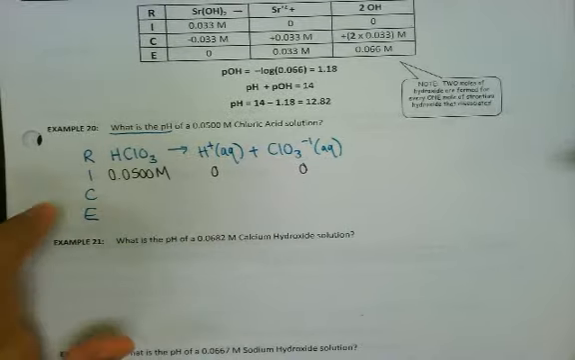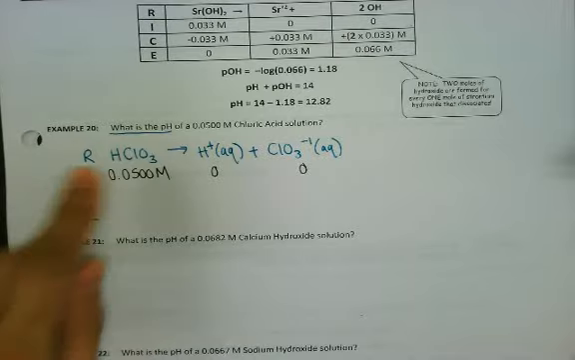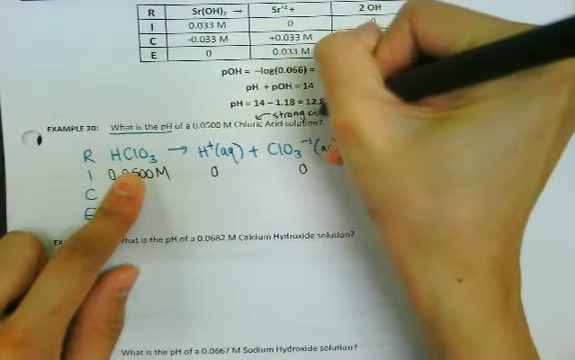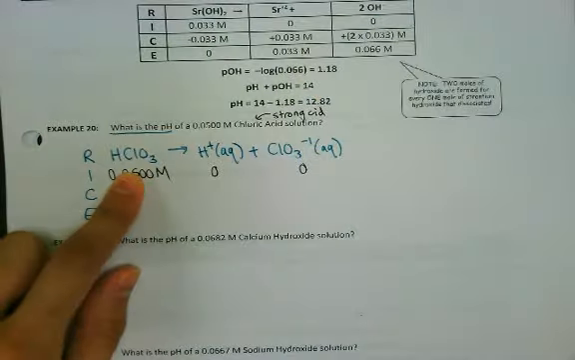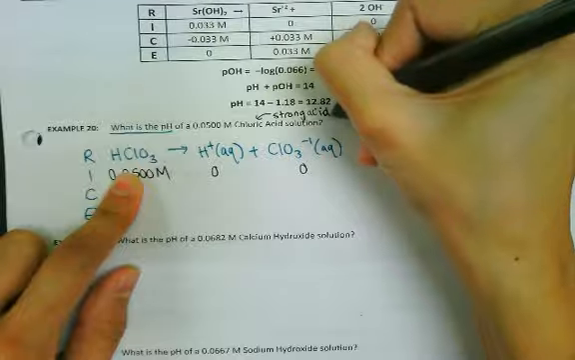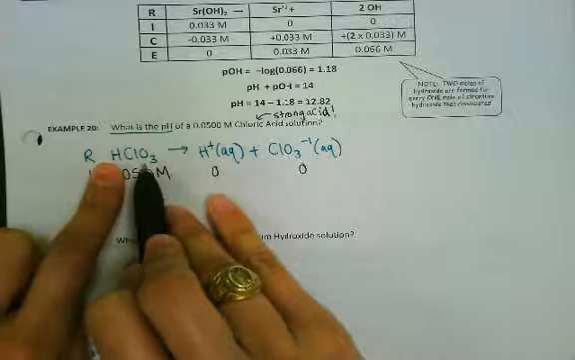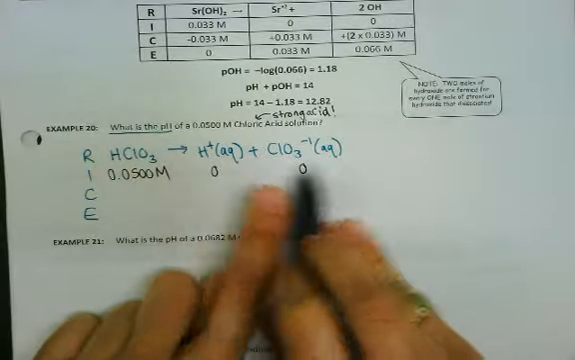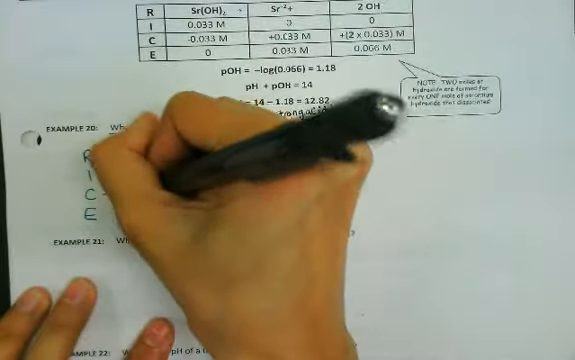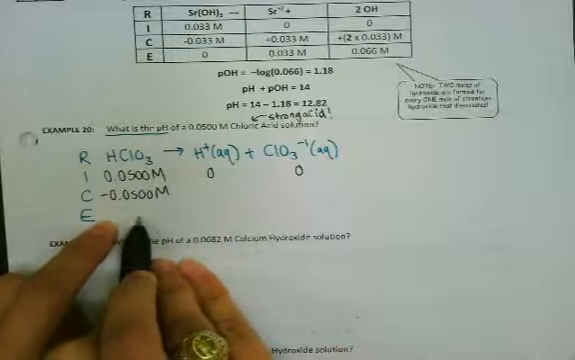The change in concentration, we're going to write how this concentration is going to change. Since this is a strong acid, and we drew the one-way arrow, that means all of this is going to break into hydrogen and chlorate ions. That means this concentration is going to change by the same amount as we started with because all of it is going to dissolve. Okay?